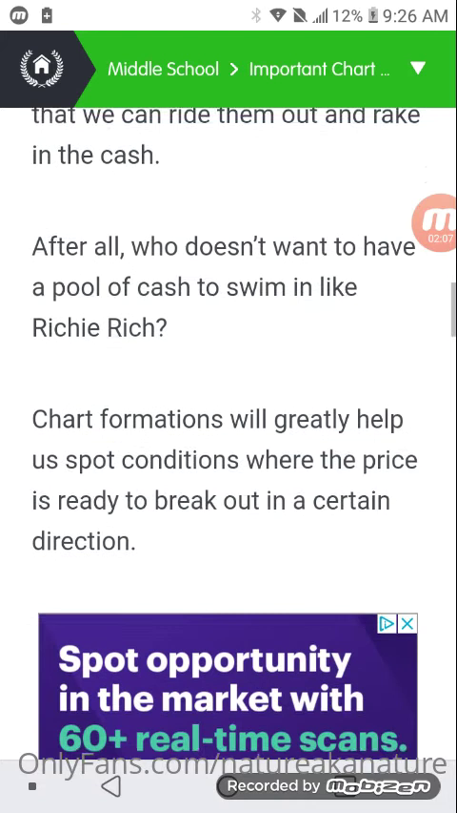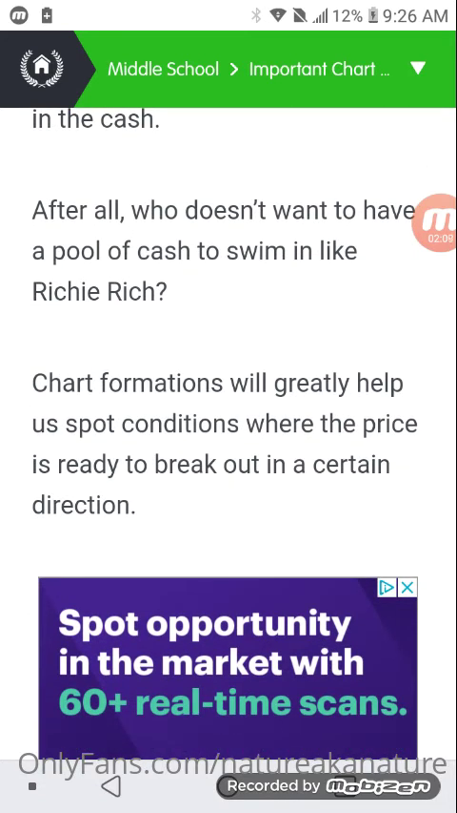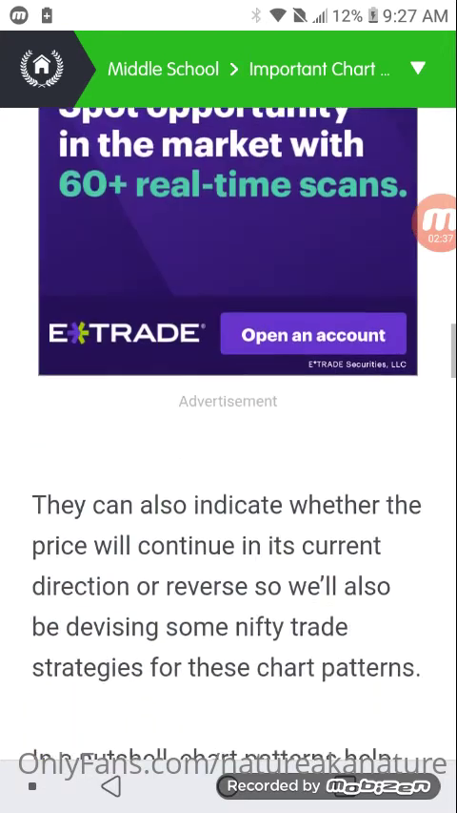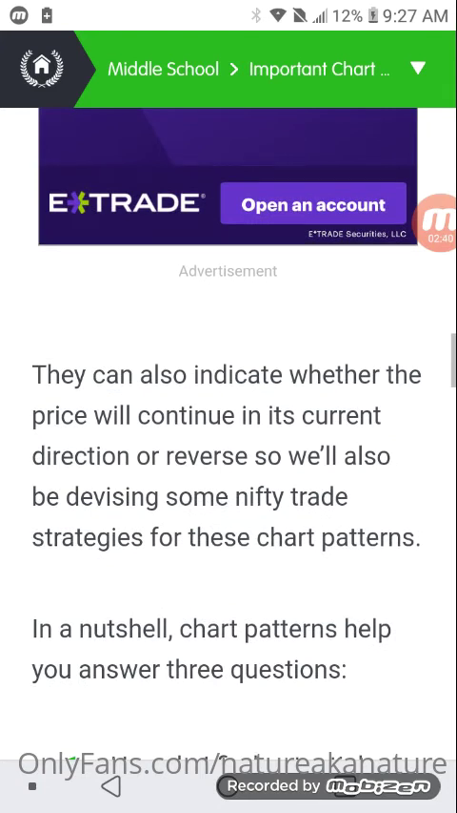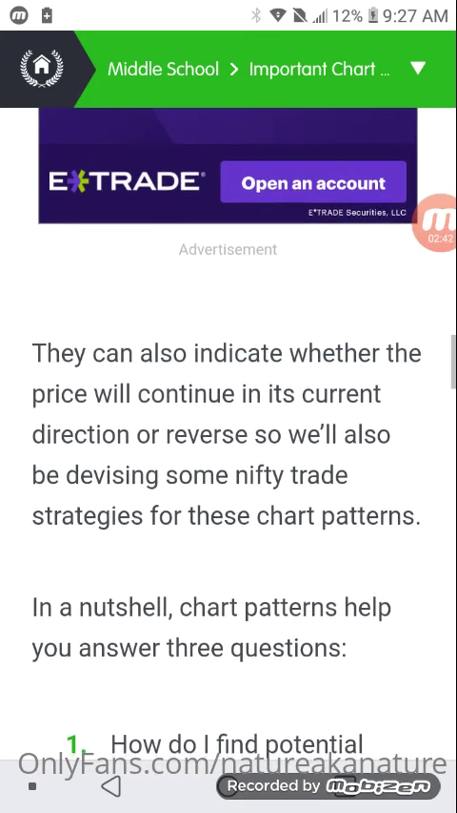Chart formations will greatly help us spot conditions where price is ready to break out in a certain direction. Remember, this is all price action. Everything that you're seeing, from Japanese candlesticks to chart patterns, is price action. It shows you how price moves through these chart patterns and Japanese candlesticks. It shows you the price action of the past, so you can predict the future. They can also indicate whether the price will continue in its current direction or reverse.